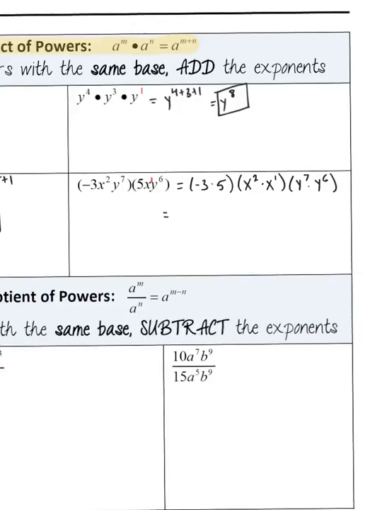Okay, so let's take it piece by piece. -3 times 5 is -15. X squared times x to the 1st power is x to the 2 plus 1. And then we're going to have y to the 7 plus 6. So when I simplify this, I've got -15 x to the 3rd power, y to the 13th power. And that is my fully simplified answer.